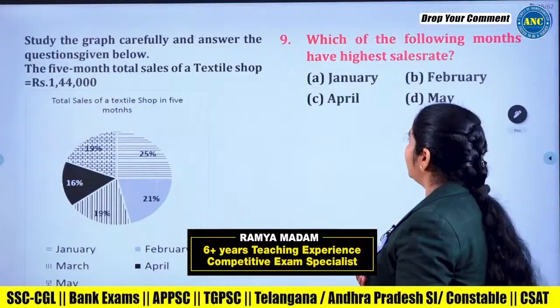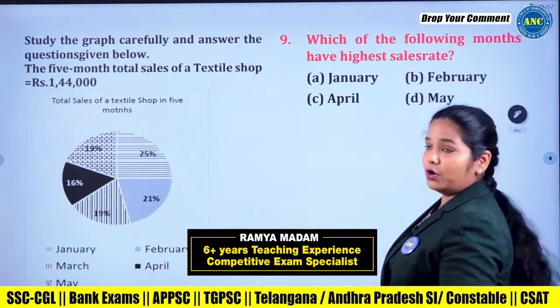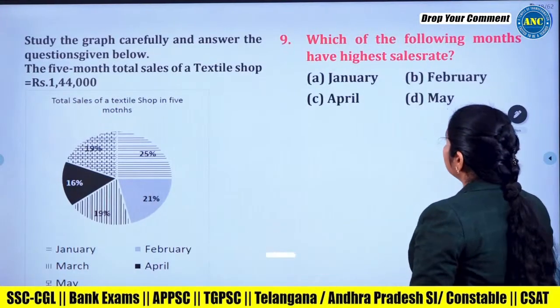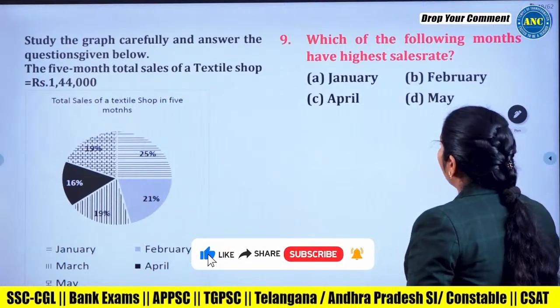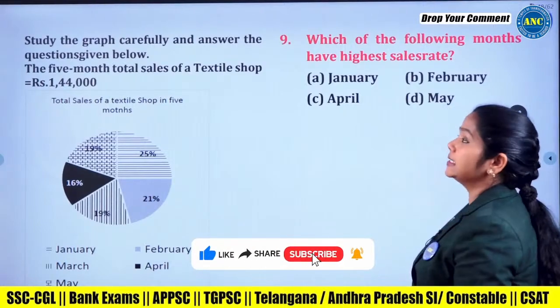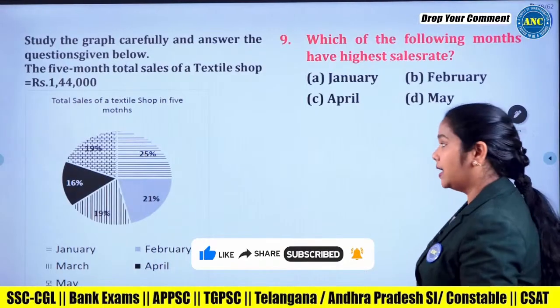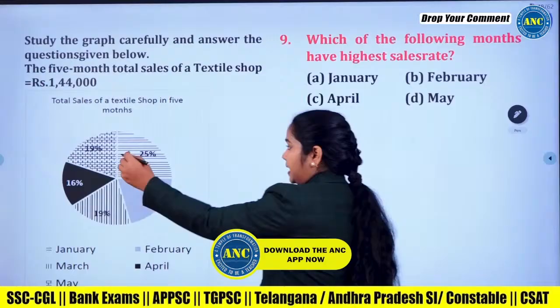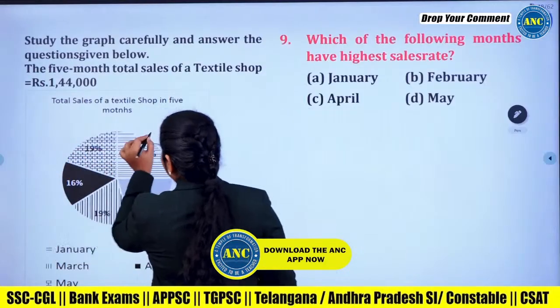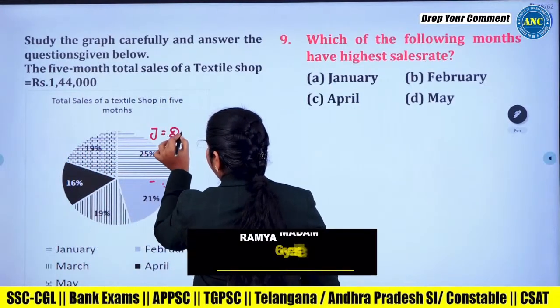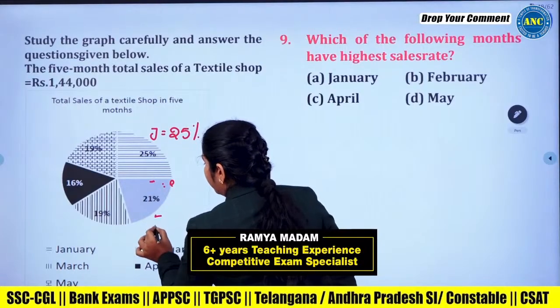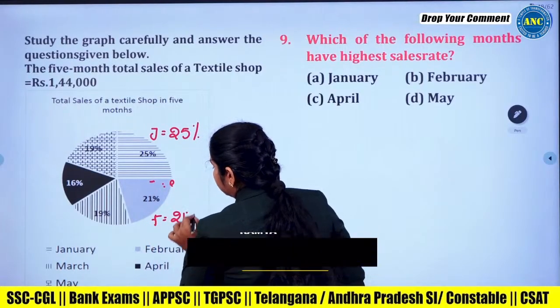Okay, there is one more question. Let us go for this. Question number 9. Which of the following months have highest sales rate? Which of the following months have highest sales rate? I'll write the data back again here. This is January, which is 25%. February is 21%.